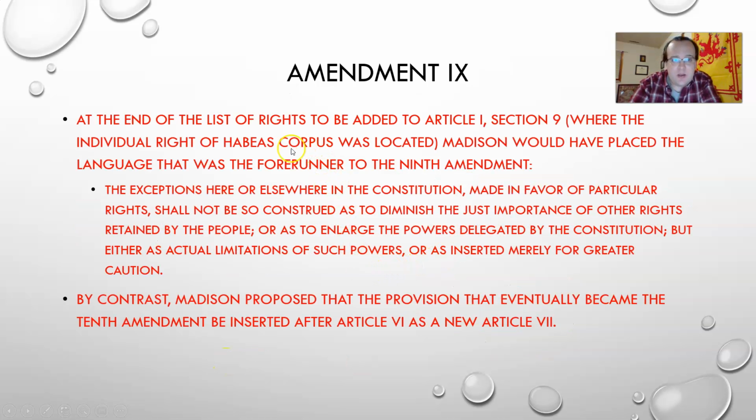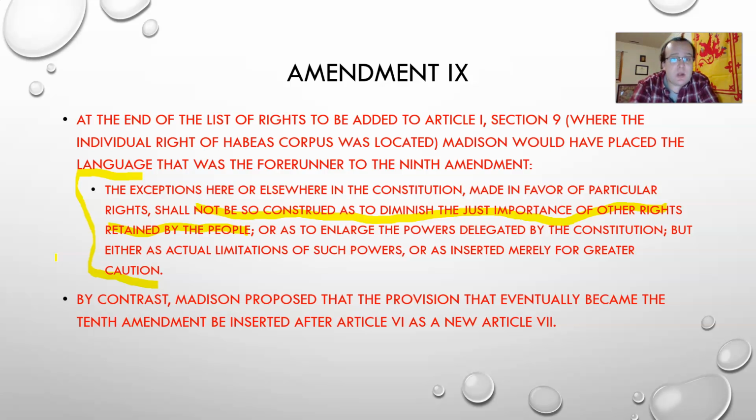So at the end of the list of rights that were to be added to Article 1, Section 9, Madison wanted to place this, and this is the forerunner of the Ninth Amendment. So the exceptions here or elsewhere in the Constitution made in favor of particular rights shall not be so construed as to diminish the just importance of other rights retained by the people. So just because we say in this Constitution that you can say what you want, that you can own a gun and use it to defend yourself against a tyrannical government, doesn't mean that you can't also farm land and plant on that farm whatever crops you desire, something like that.